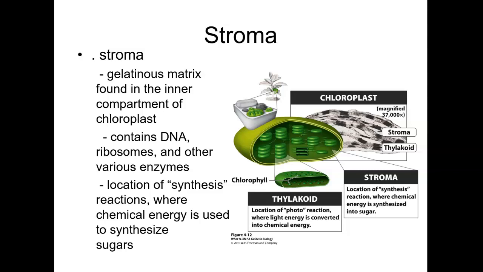The location of the synthesis reaction, where chemical energy is used to synthesize sugars, is also going to be done in the stroma. So here you see what we refer to as a thylakoid. That's going to be that circular structure that you see, and it's going to have chlorophyll in its little sections there. You see them as little bubbles on top. You can stack a stack of thylakoids together, and they're referred to as a grana, G-R-A-N-A. That would be a stack of thylakoids. And so the stroma is going to be the gel-like substance that's actually inside that surrounds the thylakoid or the grana.